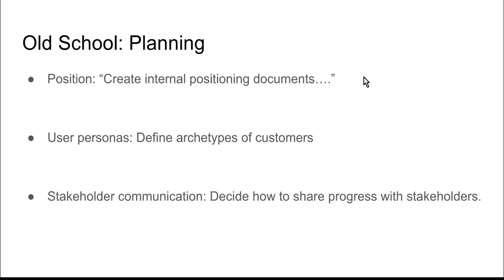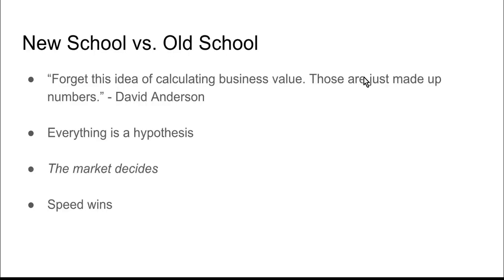Let's go through this process, this methodology. Let's check off these boxes and make sure that internal stakeholders have what they need to write the $10 million check to develop the product. User personas. That's something that we use in the new school world, but this is done in a very heavy-handed way without having a feedback loop. Thirdly, stakeholder communication. We've convinced all of these stakeholders to write us a $10 million check. How are we going to tell them the progress of the product? So that's the old school approach.